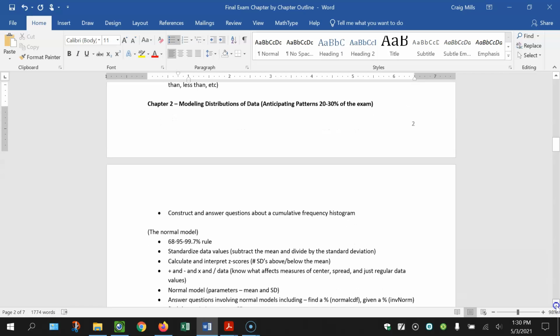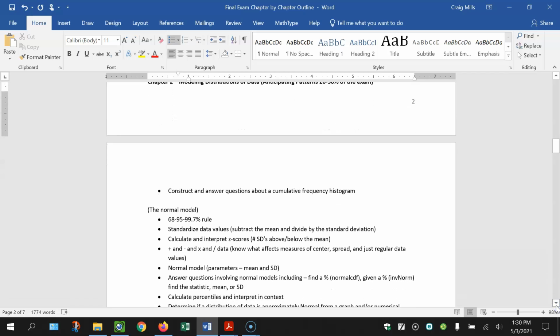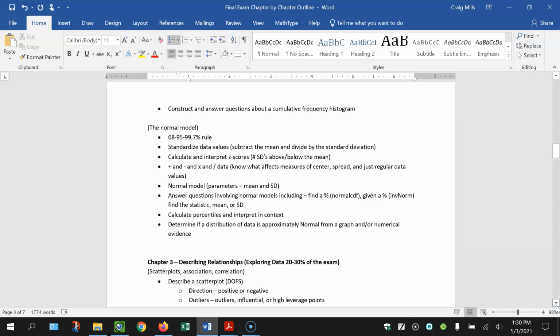Chapter two, this was dealing with the normal model and cumulative relative frequency histograms. It's a fancy way to just see, say, a percentile graph, where it just kind of keeps going up until it hits 100%. That was part of chapter two. We learned about the normal distribution, the 68, 95, 99.7 rule, and we formalized that to get a z-score. To get a z-score, you take your value minus your mean divided by your standard deviation. That gives you a z-score.